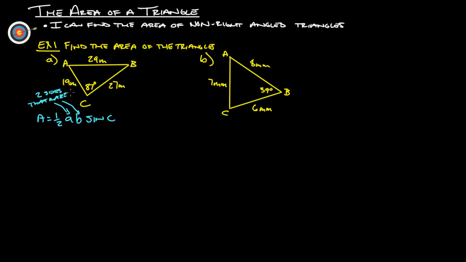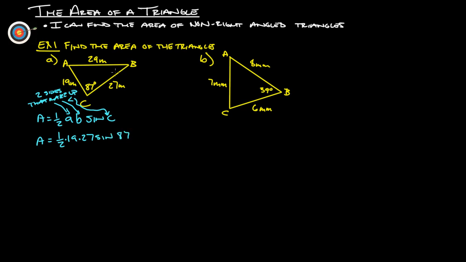Make up angle C. Okay, so there's angle C, and these are the two sides that make up angle C. So here's our area: it would be 1/2 times 19 and 27, not the side that's across from the angle, but the two sides that make up the angle. So 19 and 27, it doesn't matter which order we put them in. Okay, and then sine of this angle, 87 here.